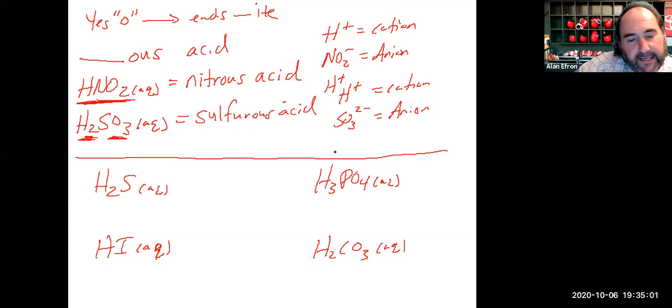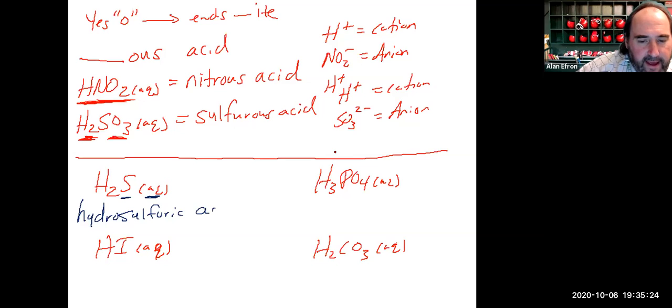Okay, so let's take a look here. Starting at the first one, I see the aqueous symbol, probably a good idea. I see H as well, so it's probably going to be an acid. I don't see oxygen, so I do know it should start with hydro. So this should be hydro. Again, the middle part is the anion. Hydrosulfuric acid would be a winner, I think.